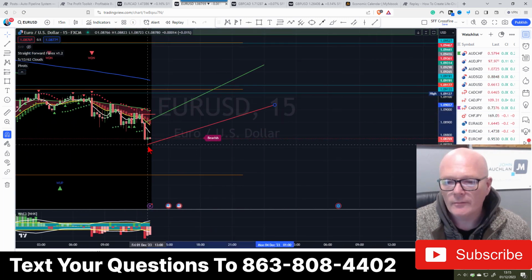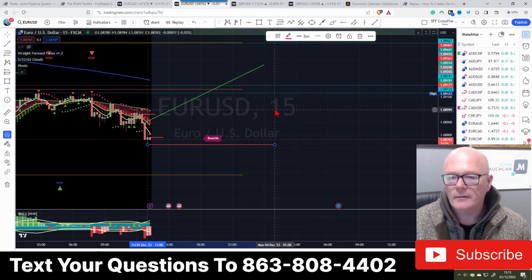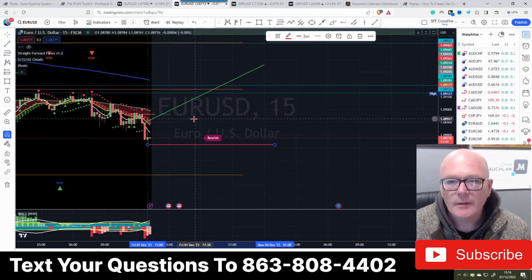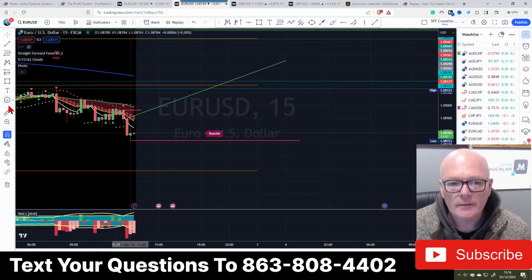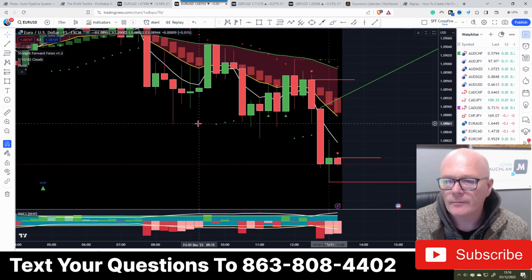grab a trend line, and as we've clicked it, we're going to click shift. Okay, and it puts a horizontal, so we just want a horizontal line on there. Okay, so that's on the 15. So that's on there.